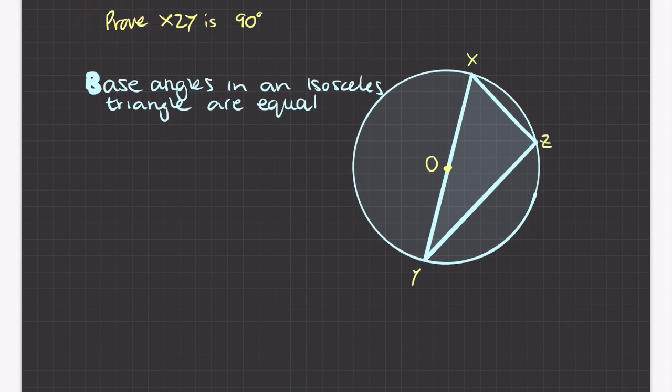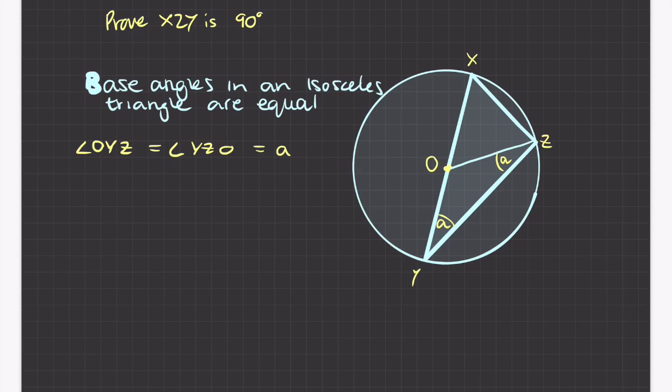Okay, so if base angles are the same, then I could say that angle OYZ is the same as angle YZO. So we're saying here that the angle OYZ is the same as angle YZO. Let's label this one A. So we'll call that A.